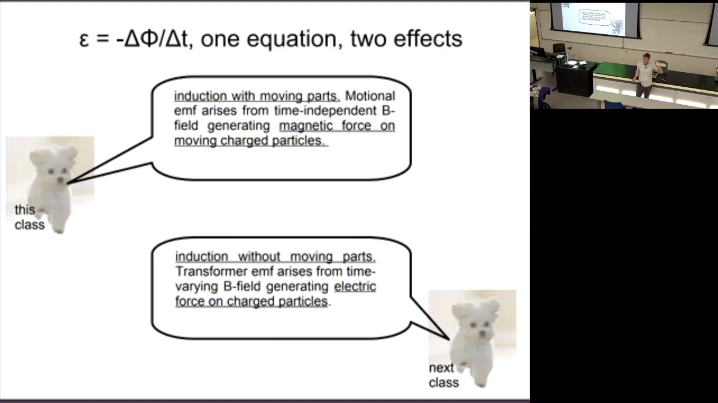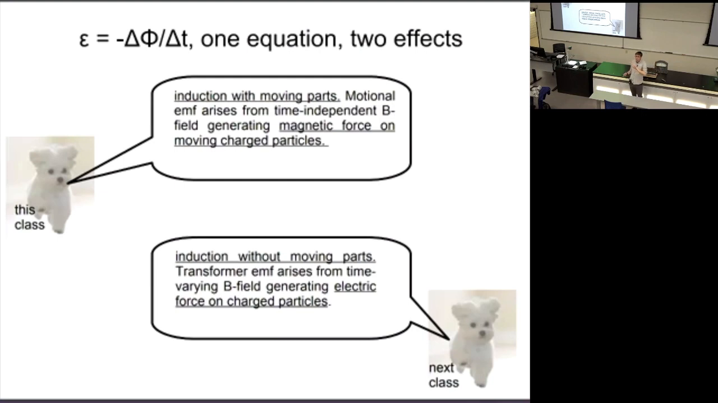I mean, I absolutely love it because it's really quite unlike a lot of other equations. This equation, one equation, describes two different distinct effects. And one of those effects we're looking at in this class involves motion and moving currents or moving charges in magnetic fields, generating electrical energy, electrical power.